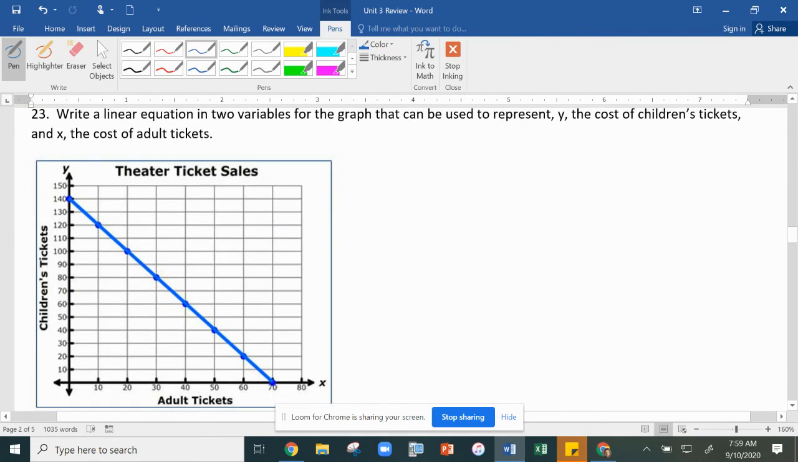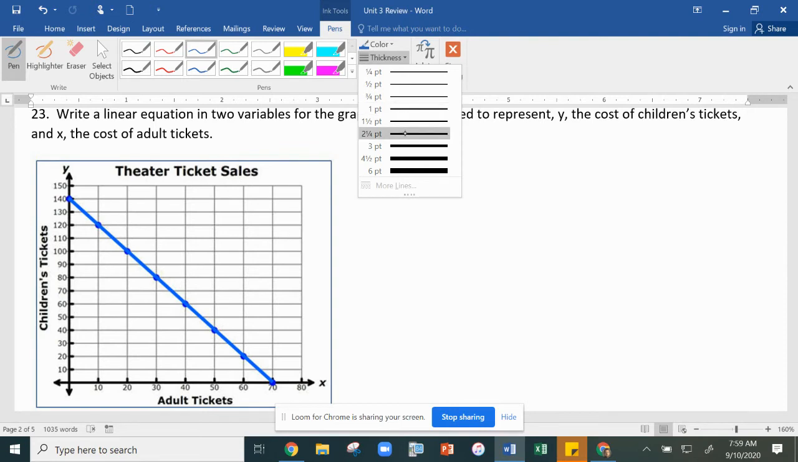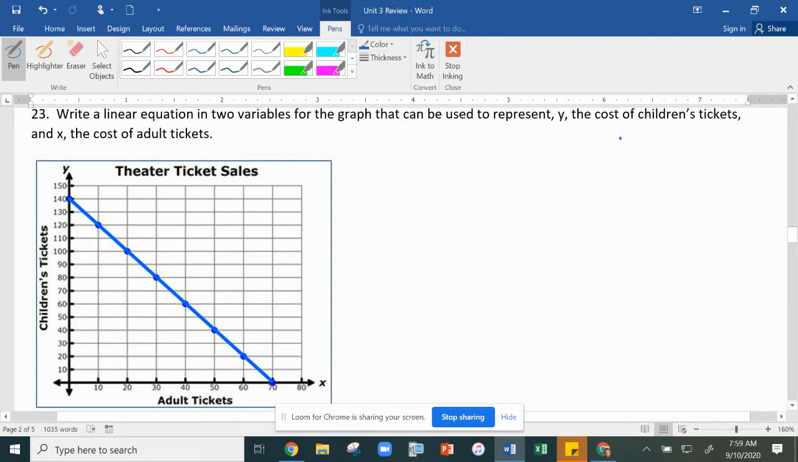It says write a linear equation in 2 variables for the graph that can be used to represent y, the cost of children's tickets, and x, the cost of adults. So same thing. You're still going to need m equals and you're still going to need b equals, right? And so my b is going to be right here at 140. And then we're going to use 2 points. I'm just going to use these 2 right here.